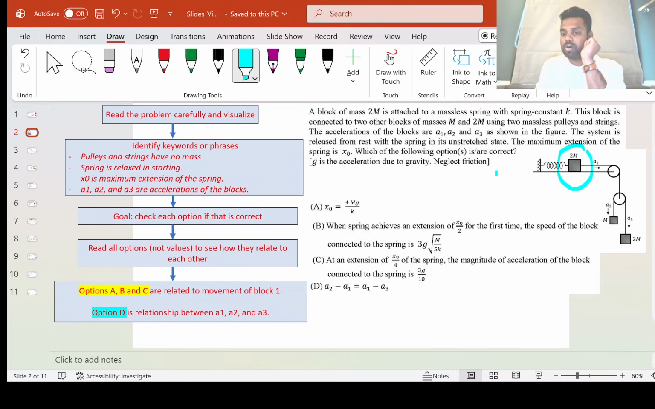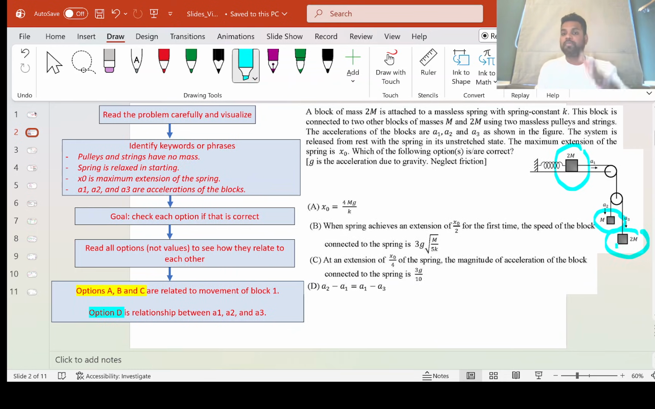Block 2M on a horizontal floor, block M which is hanging and free to move vertically up and down, and block 2M which is also free to move vertically up and down, right? And springs and pulleys, they have no mass. So these springs and these pulleys, they have no mass, and these ropes, they are also massless. And it says in the very starting the spring is relaxed.